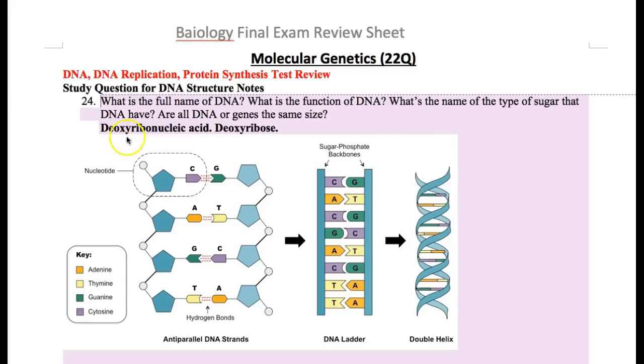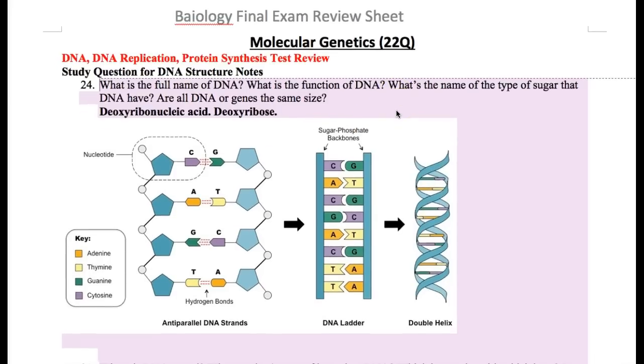The first part of DNA is called deoxyribo. So this tells you that the sugar that's contained within one molecule of DNA is called deoxyribose. So this sugar right here is called deoxyribose. The function of DNA is it stores and passes down genetic information. That's the function of DNA. What is the name of the type of sugar? We did that. Are all DNAs or genes the same size?